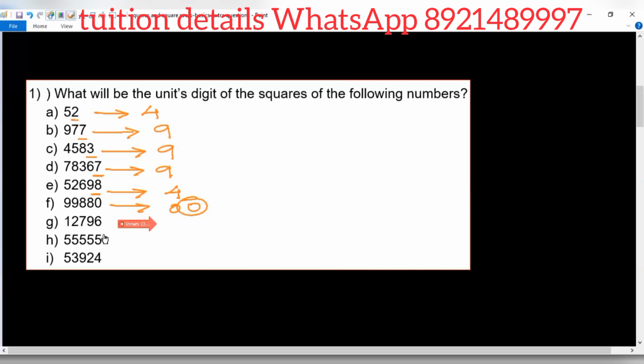And here we have 6. 6 into 6, 36. So the last digit should also be 6. Then comes 5. 5 into 5, 25. So the last digit of the square should be 5. Then comes 4. 4 into 4, 16. So the last digit of the square should be 6.